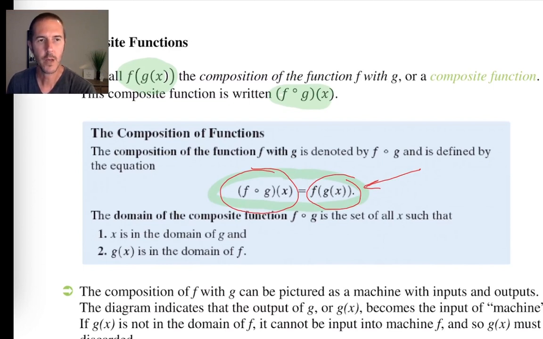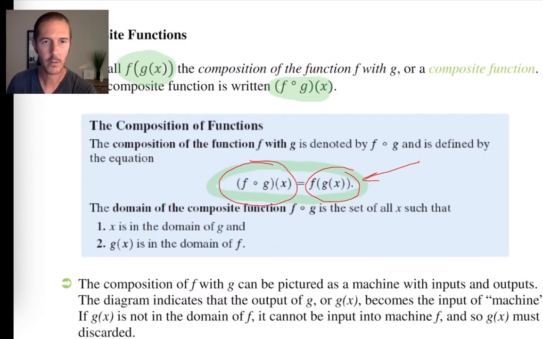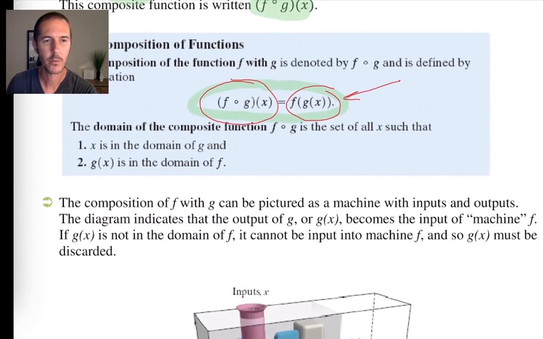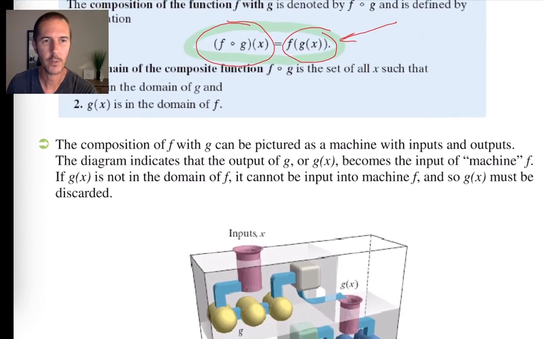And then we see a little commentary about domain. The domain of the composite function f of g is the set of all x values such that x must be in the domain of g, and g of x, which is the output value from the g function, all of those output values must be in the domain of f. So let's see an example where we get to inspect the domain of a composite function.